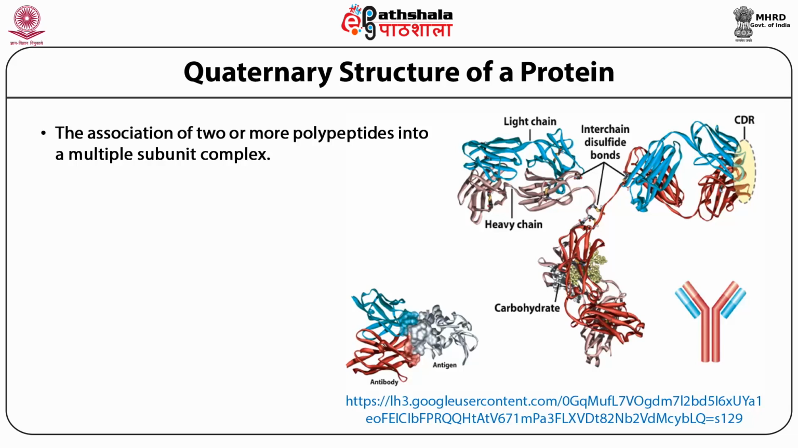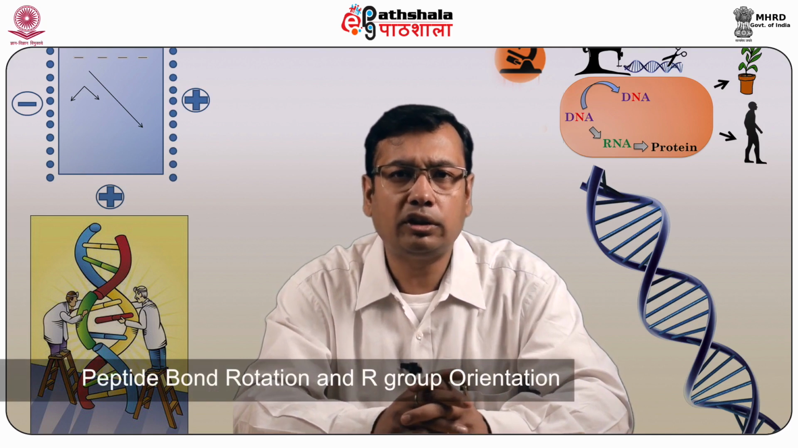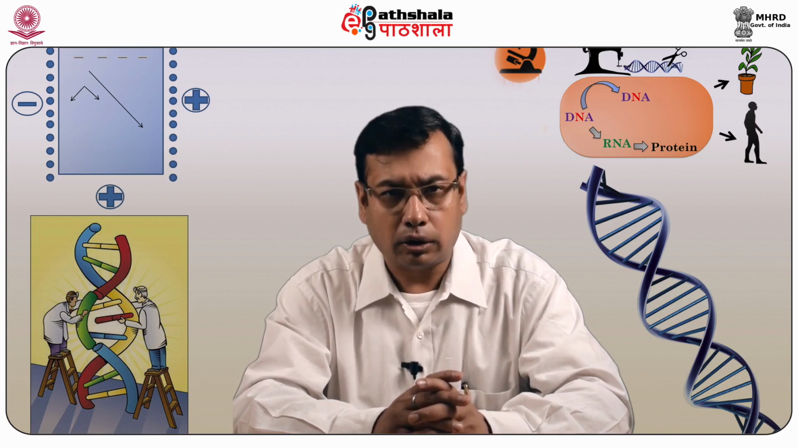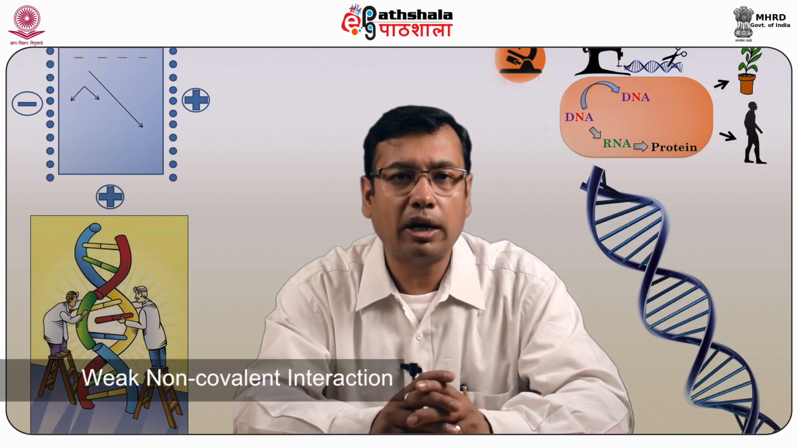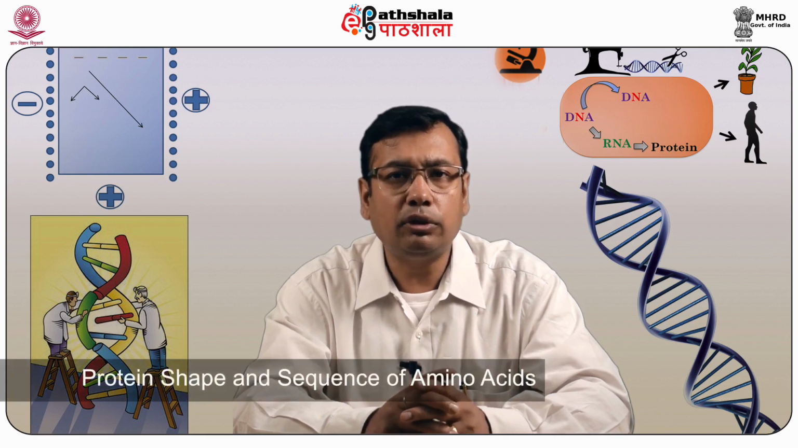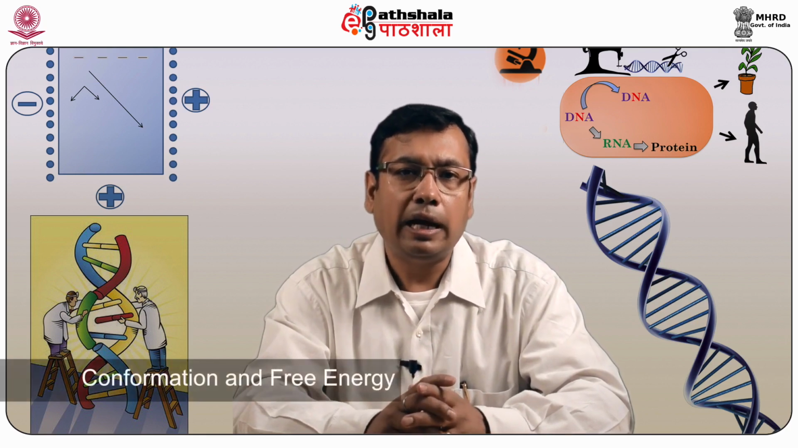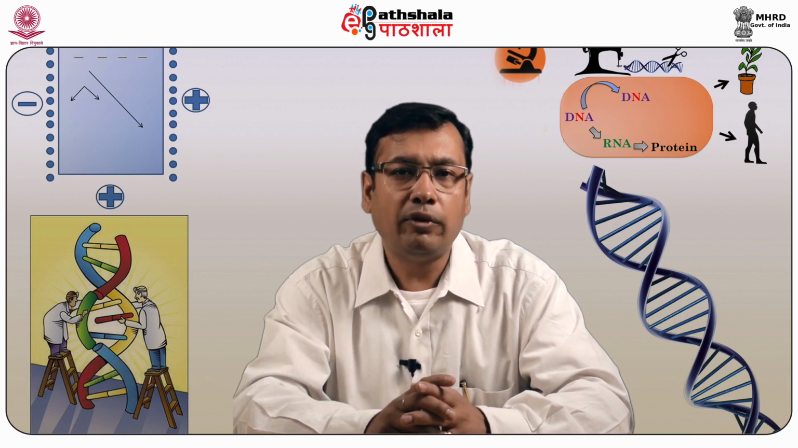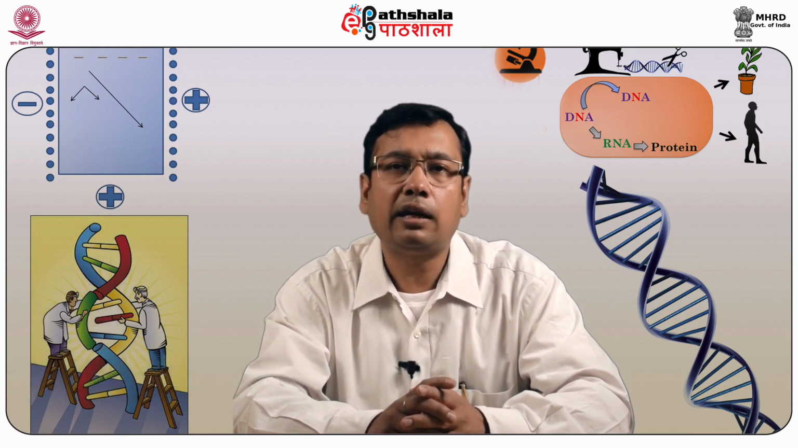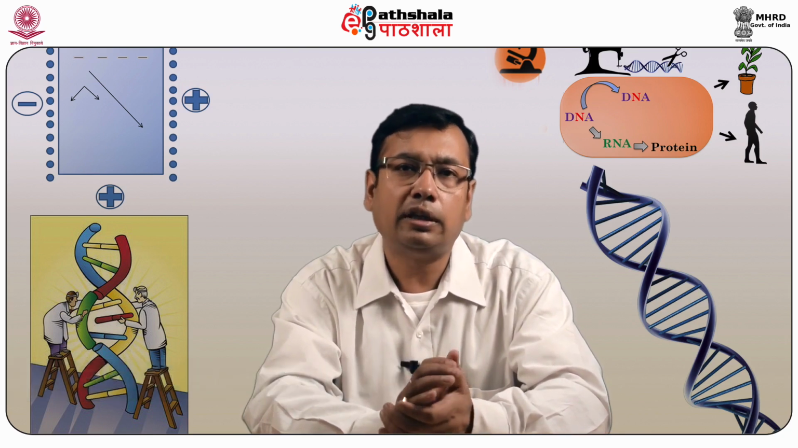covalent cross linkers. So if we summarize the previous slides, we have learned that peptide bond rotation and R group orientation is very important in protein folding. Not only that, weak non-covalent interaction is also required for a proper shape of protein. Protein shape and sequence of amino acids are also important because they help in the conformation and determining the free energy, whereas denaturation and renaturation of protein is a continuous process, and there are many factors such as heat, pH, chemicals and time that are important in protein folding.